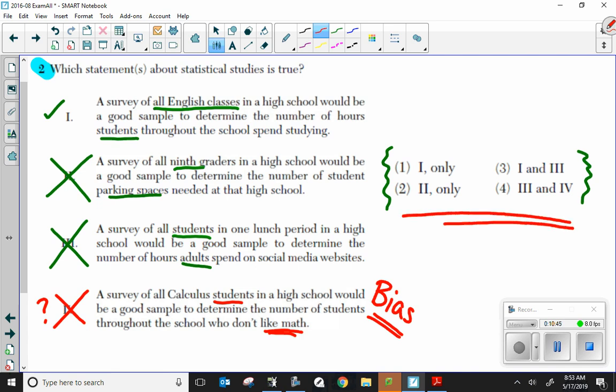So let's look at our choices here. I know my answer should have number 1 in it. Here has 1. Here has 1. The others, choice 2 and 4, do not. So does either 1 or 3 also include 4? No. I have 1 only and 1 and 3. We know 3 is definitely not. So the answer is only 1.